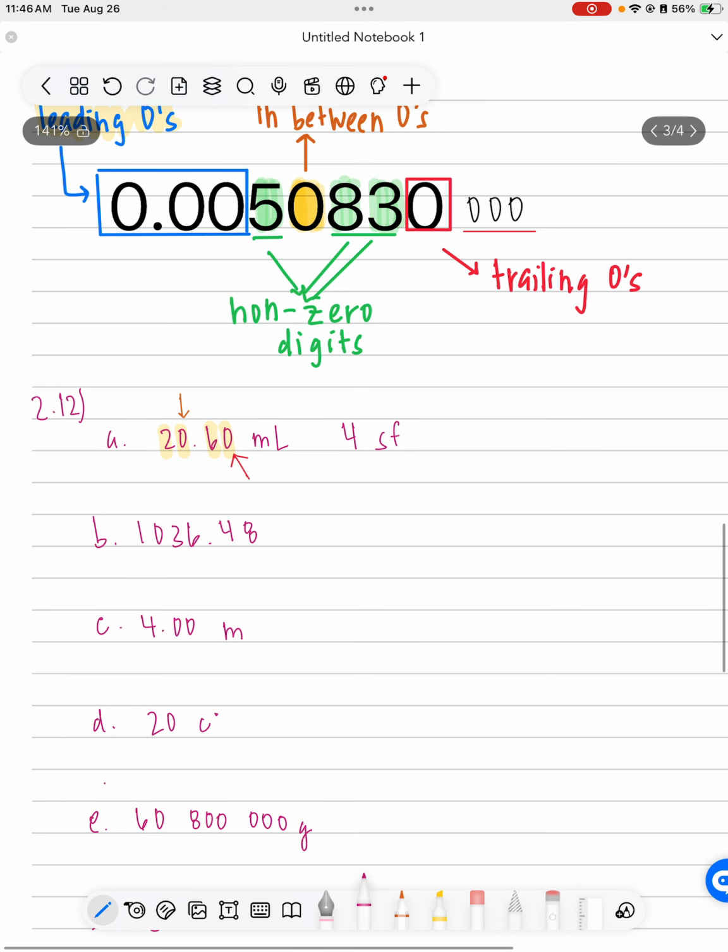Okay, for B, we have no leading zeros, so every number is significant. We do have an in-between zero right here. We don't have any trailing zeros, and we know that all non-zero digits are significant. So we just count. We have 1, 2, 3, 4, 5, 6 significant figures.